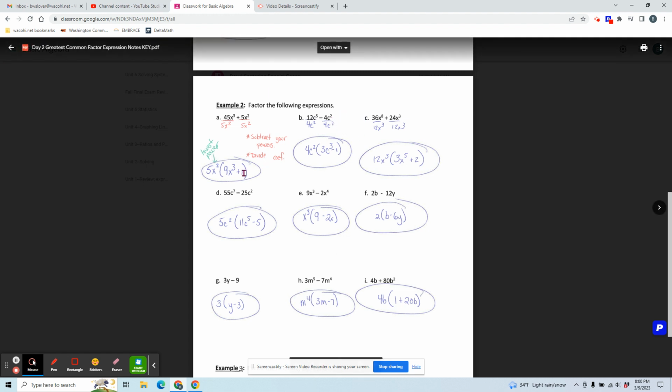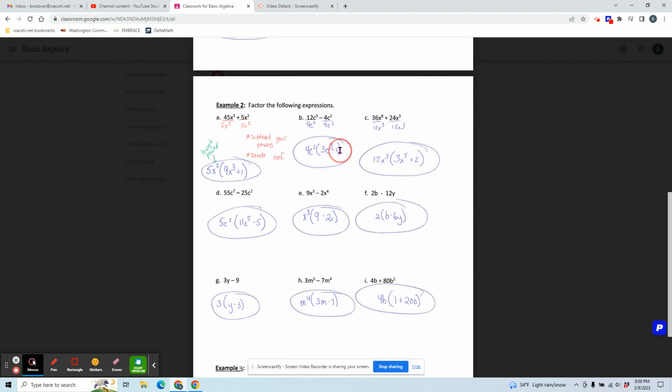Now notice this ended with a positive 1 and this ended with a negative 1. Okay, so make sure I started with 2 terms, I end with 2 terms. Start with 2 terms, end with 2 terms. Please make sure you do that. The rest of them are just more examples.